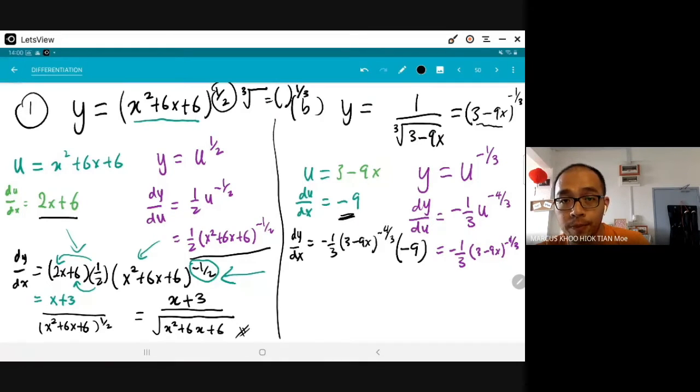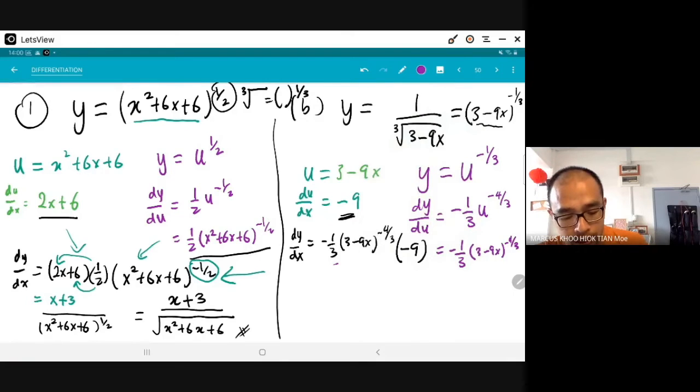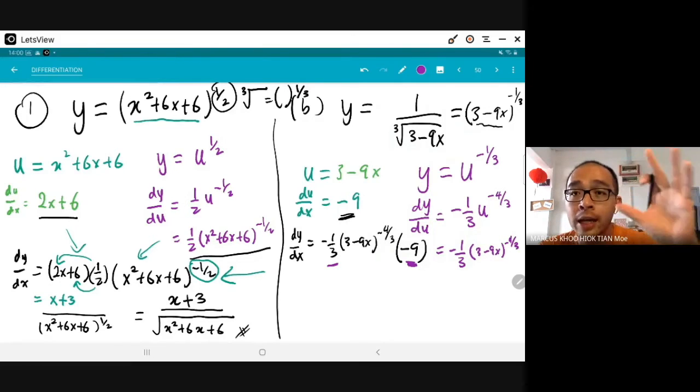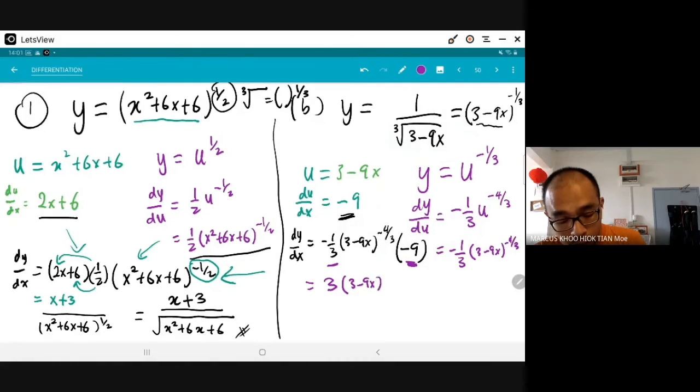Okay, now the only thing that we can touch is this one and this one. Sebab ini adalah power negative 4 over 3, tidak boleh buat apa-apa. Jangan kamu darab apa-apa masuk kalau dia adalah kuasa yang lebih daripada 1. Okay, just leave it as it is. So this will give you 3 times 3 minus 9x to the power of negative 4 over 3.